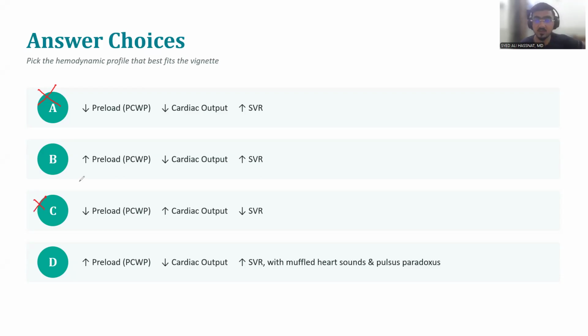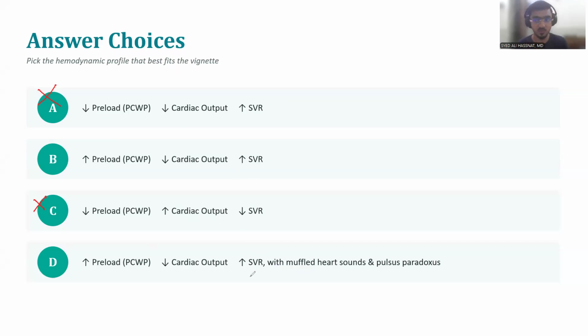And now we are left with, so this is the thing basically: first, you have to rule out all the options to get back to the correct option. So now B says preload high. Yes, it should be. D says preload high. Yes, it should be. What happens to the cardiac output in the MI shock? Low. What happened to the TPR? The body tries to compensate. TPR gets raised.